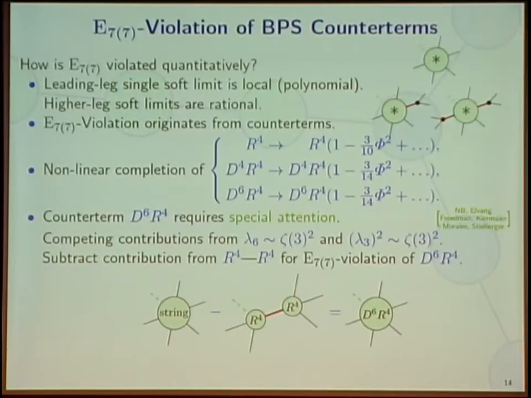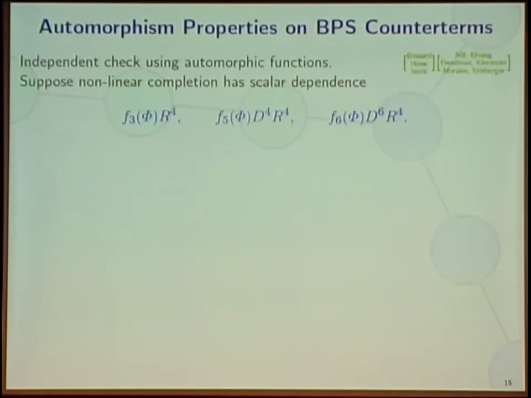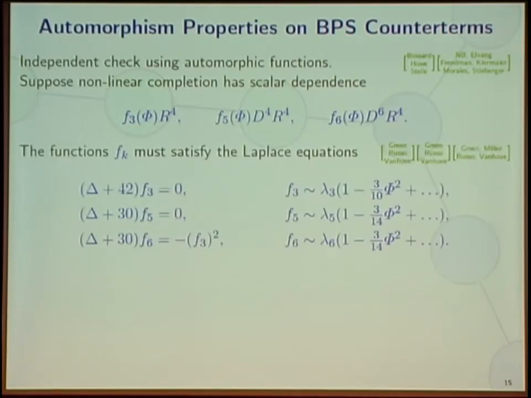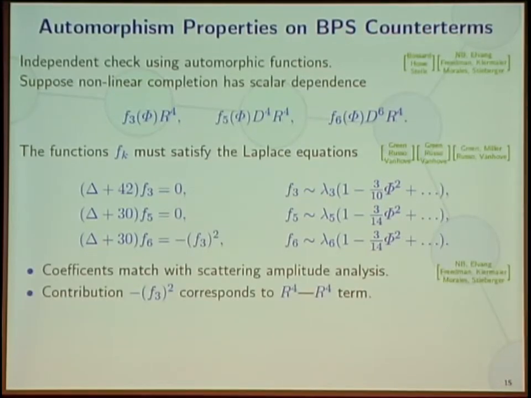These numbers we can cross-check with a different calculation using automorphic functions. Suppose our counterterms come with a certain scalar function attached to it. Then it was shown that these functions must satisfy certain Laplace equations, namely these, and the coefficients in these Laplace equations actually precisely match our results from string theory. In fact, this part of this Laplace equation here, which relates to this, really corresponds to this quadratic combination of 2 R4 terms.